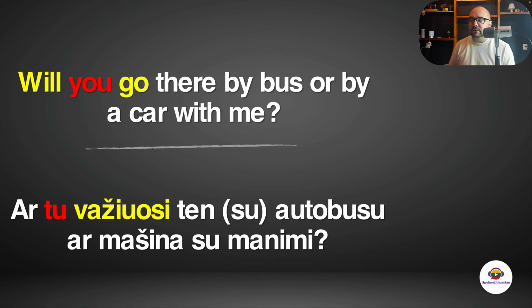That's what's happening here. So once again, ar tu važiuosi ten autobusu ar mašina su manimi, right? That's the real question, whether you're going by bus or you want to take the car with me. So ar tu važiuosi ten su autobusu, or just ar tu važiuosi ten autobusu ar mašina su manimi, okay? Or if you want to, you can add this: ar su mašina su manimi. That's fine. It's just there will be two su over here, okay?